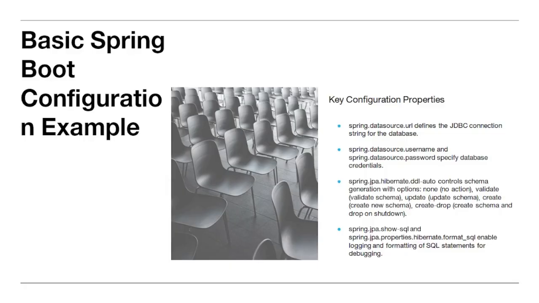Hibernate auto DDL schema. These are the options: validate schema, update schema, create, all those things. And show SQL, as I told, it gives the out-of-the-box features. What is happening? What is the query? If you want to see, you can see it using this property.